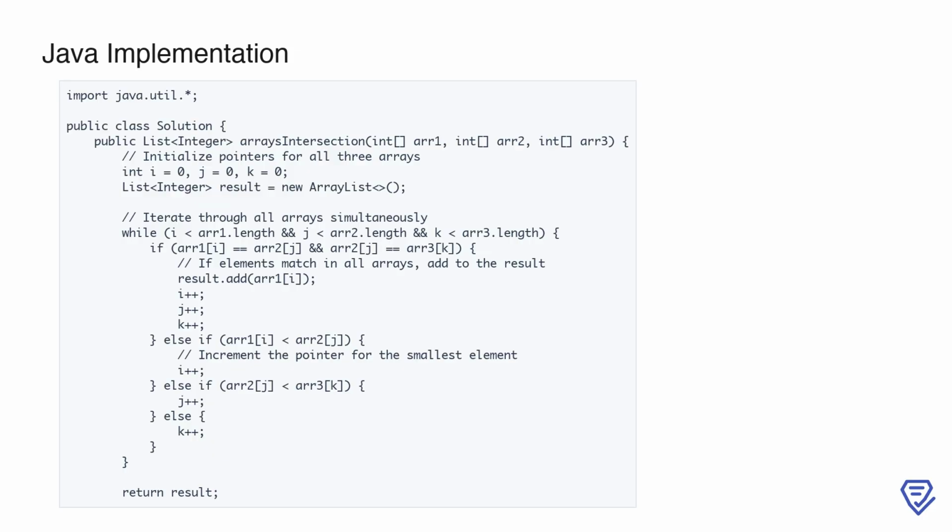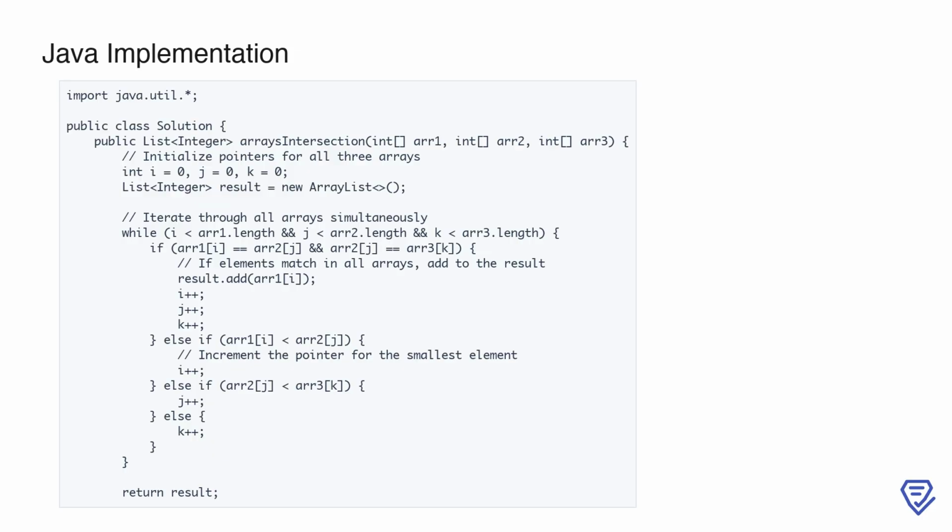Here, we start by importing the necessary libraries and defining our solution class. Inside it, we have the arrays intersection method, which takes 3 sorted integer arrays as input. To find the common elements in these arrays, we initialize 3 pointers, i, j, and k, all set to 0. These pointers will help us traverse each array. We also create a List<Integer> called result to store the elements that are common across all 3 arrays.